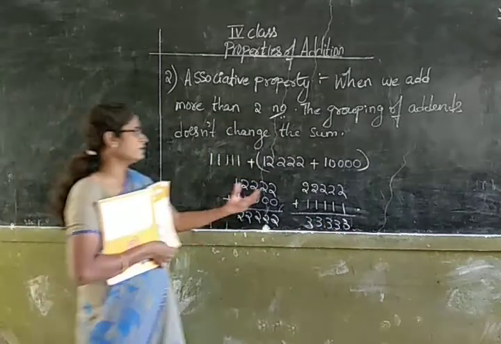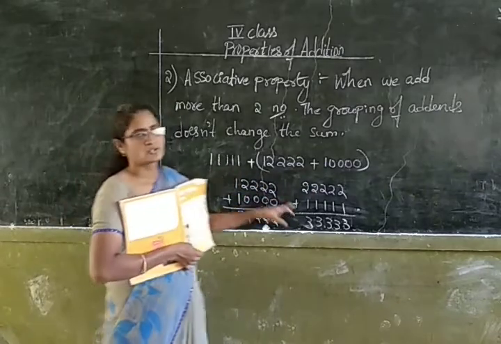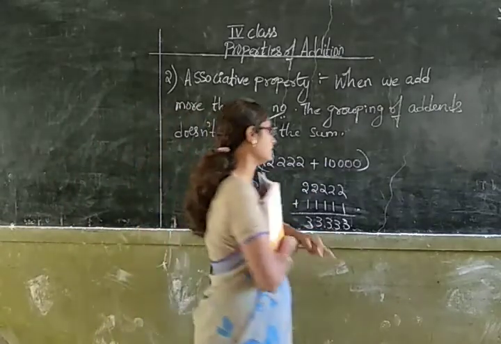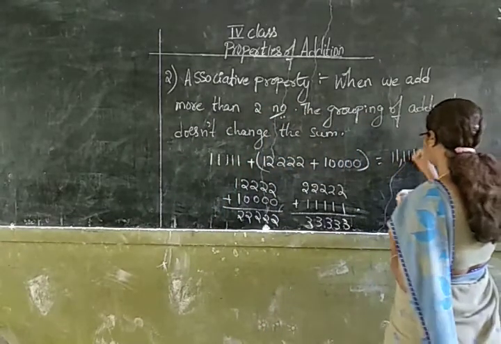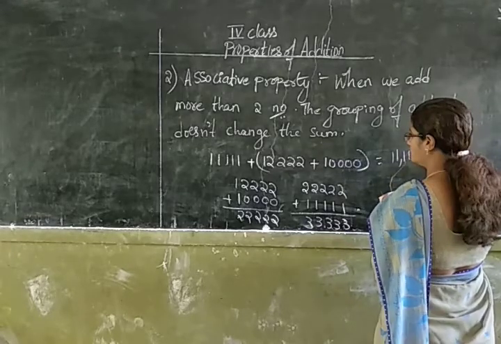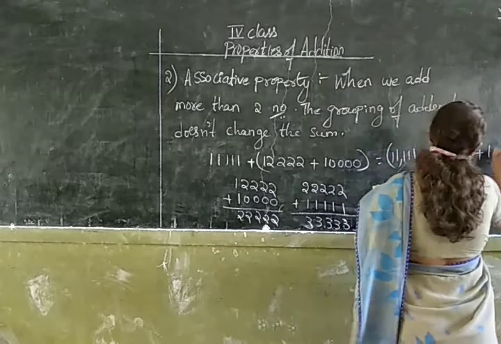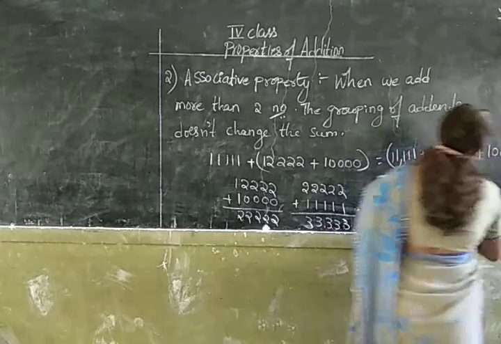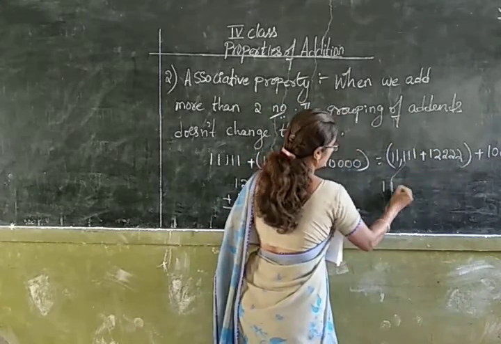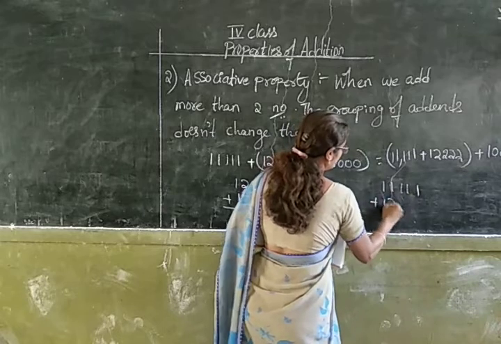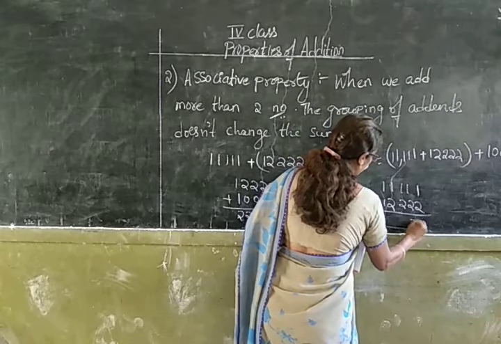So first what I have done? I have found the sum of these two numbers and I have added this sum to the other number. So I got 33,333. Now I am going to add 11,111 to 12,222. Now I am grouping these two numbers and at the last I am going to add 10,000 to this sum. So let us find out the result. First I am going to add these two numbers, 11,111 plus 12,222.